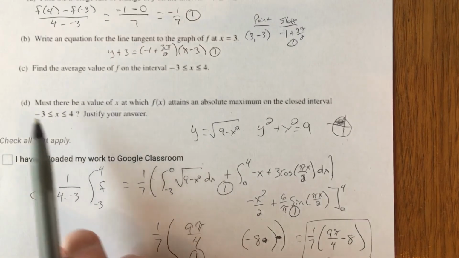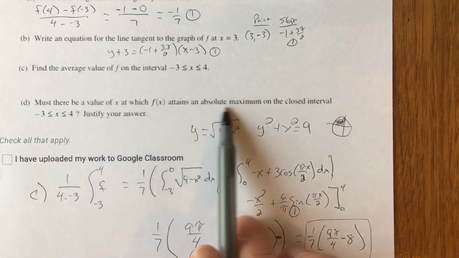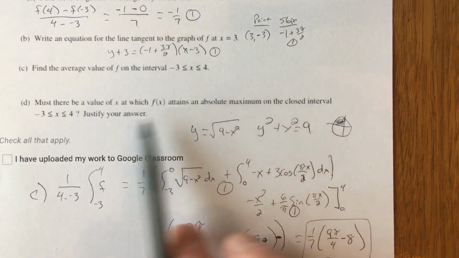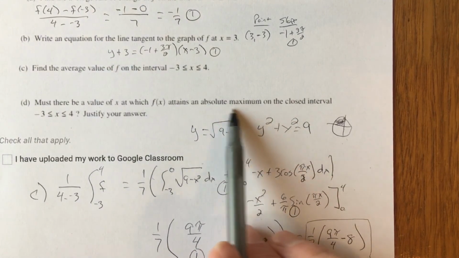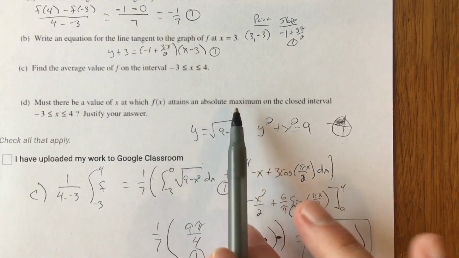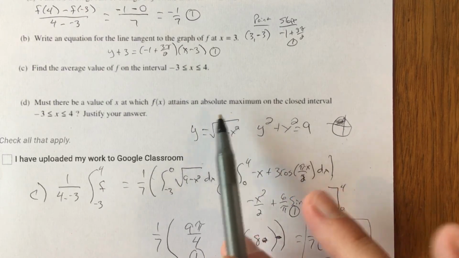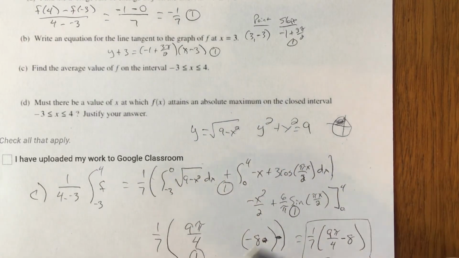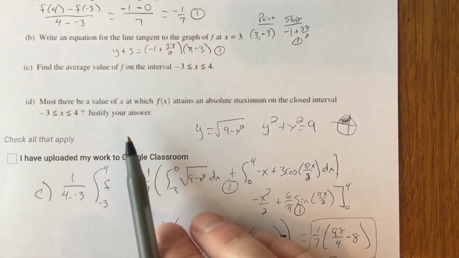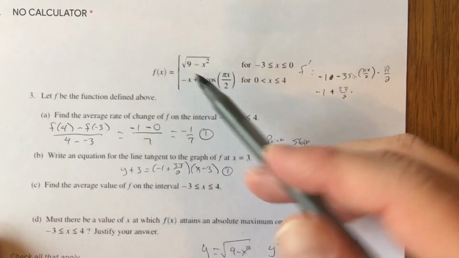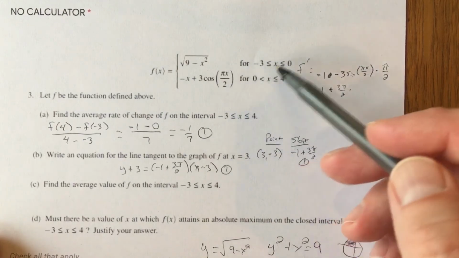All right. Now the last one says, must there be a value where f obtains a maximum on the closed interval? So the idea of there must be a maximum, that only hinges on whether or not this is continuous. As long as this is a continuous function, then yes, we would say this is. So what we want to show is just whether or not this is continuous at that 0.